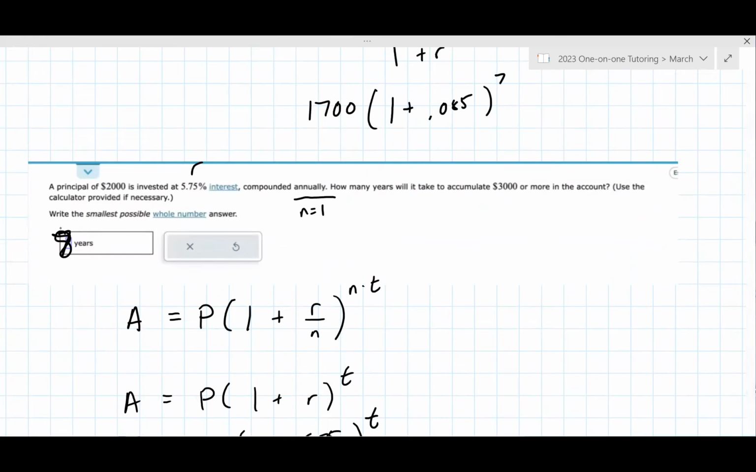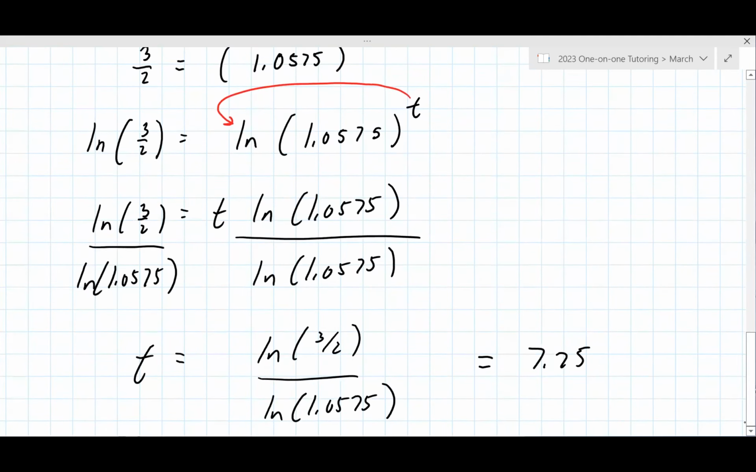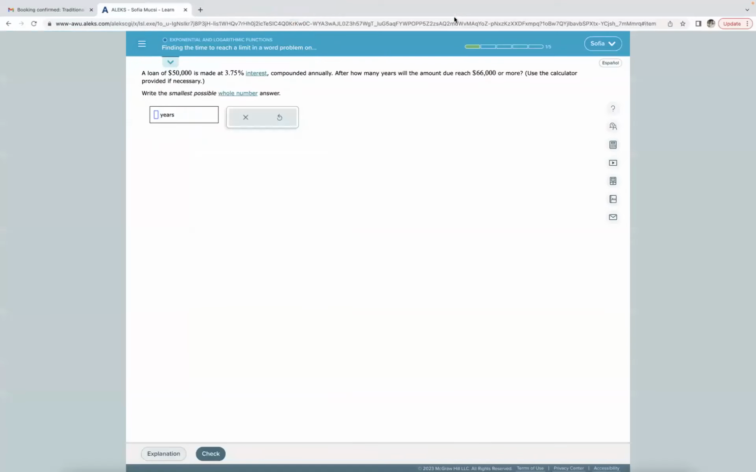Yeah. Okay, it did take 8. So the way this problem is written, you have to round to the next year. Next year. Okay, I'll make note of that. Okay, I'll share the next one.